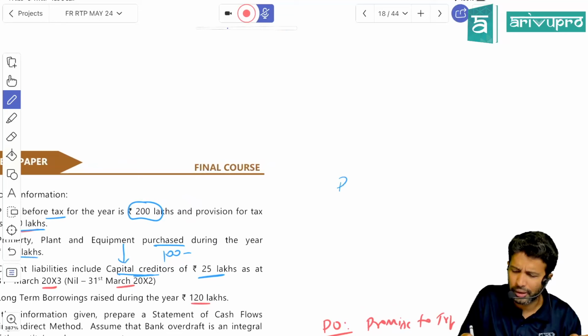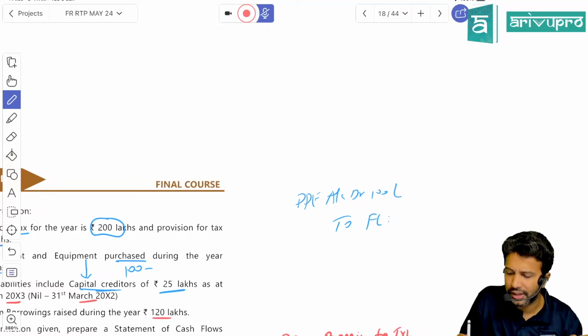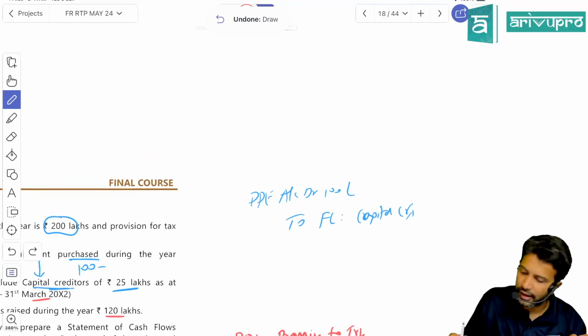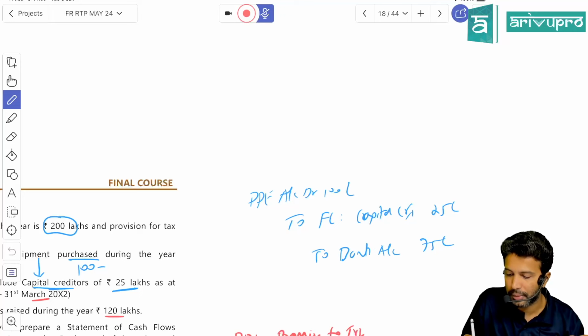So the journal entry you will pass is what, sir? You purchase PP account debit 100 lakhs, to vendors, to financial liability. This they are calling capital creditors. How much is there? 25 lakh. That means out of 100 lakhs, 25 lakh you have not yet paid. So 75 lakh rupees you have paid. So this is the journal entry for your PP purchase.